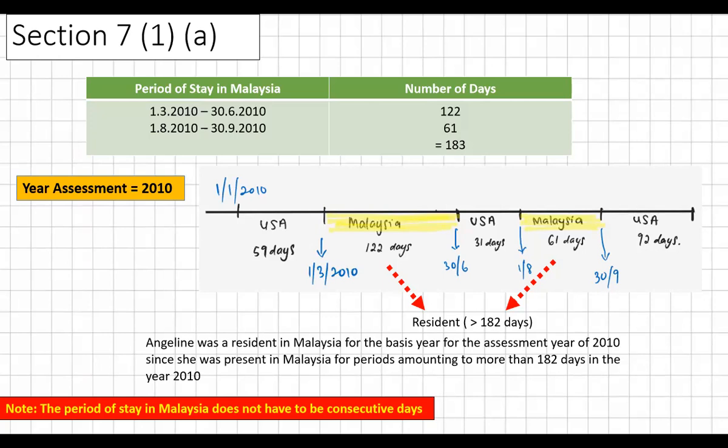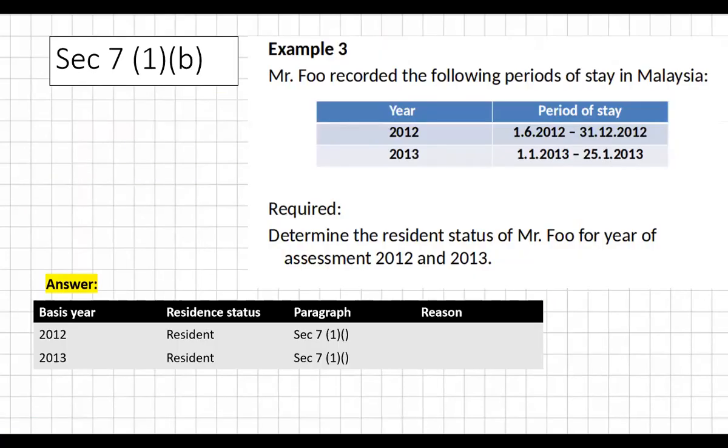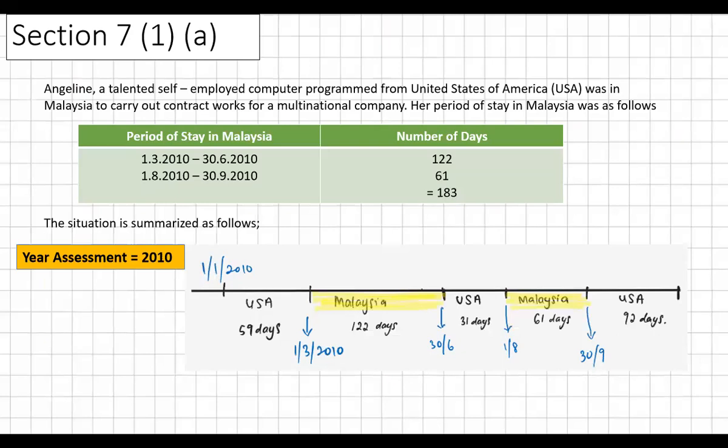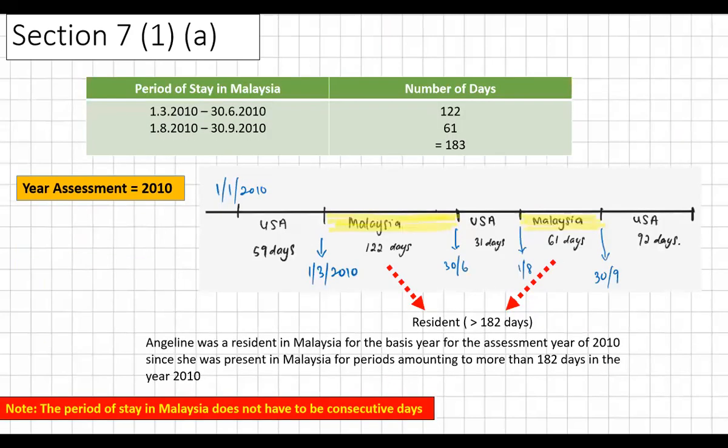Okay, we will look at that in more detail later. Under section 7.1A, the rule is you have to stay in Malaysia for more than 182 days for that year of assessment. It is not necessary to stay in Malaysia continuously. Okay. Under 7.1A, that person needs to stay in Malaysia for more than 182 days.